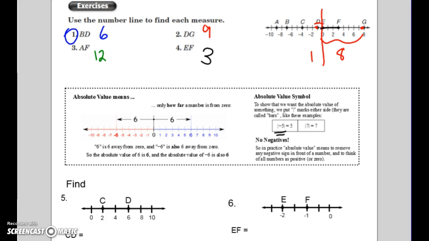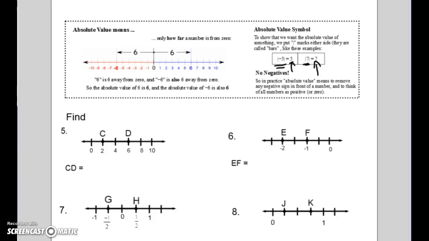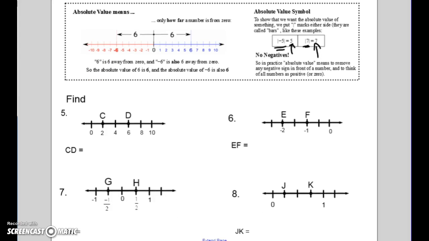So if it's a negative 5, it becomes a positive 5. If it's a positive 7, it stays a positive 7. There's no such thing as negative distance. So now go down a little bit further, and let's look at 5, 6, 7, and 8. I want you to try them, and then we're going to come back and look at them.